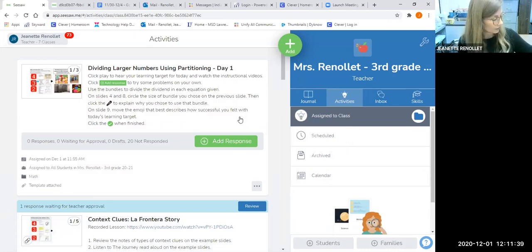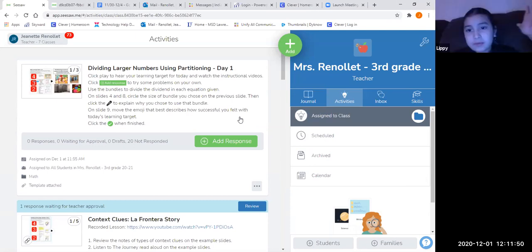I need all 3rd graders to get their math notebook and a pencil. And we're going to take some notes on partitioning.